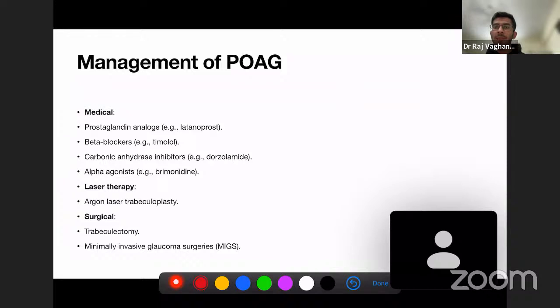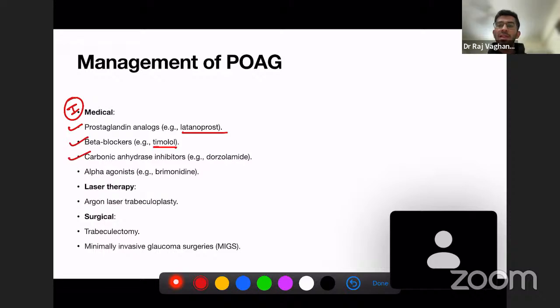Now, how do you manage primary glaucoma? First of all, we have medical management. In the medical management, we have prostaglandin analogs such as latanoprost, beta blockers such as timolol, carbonic anhydrase inhibitors such as dorzolamide, and alpha agonists such as brimonidine. So these are the 4 categories of drugs. Just remember one or two examples, or even one example is more than enough. But you have to remember the main category of drugs.